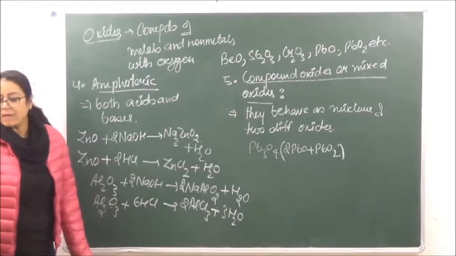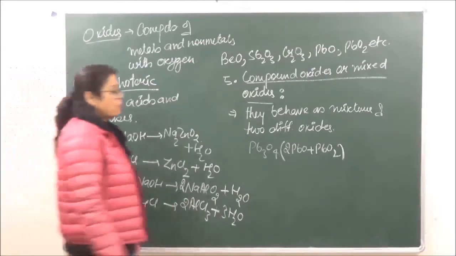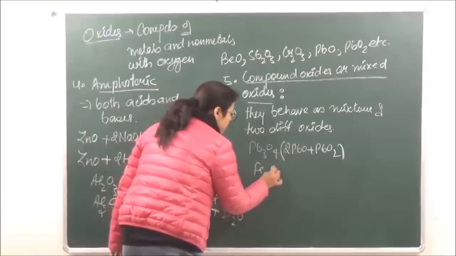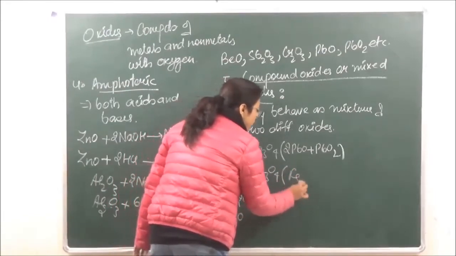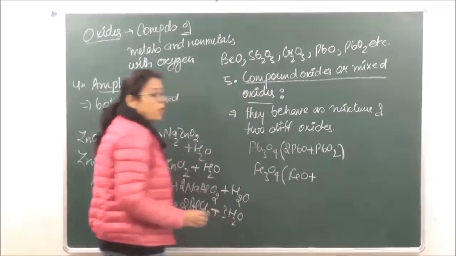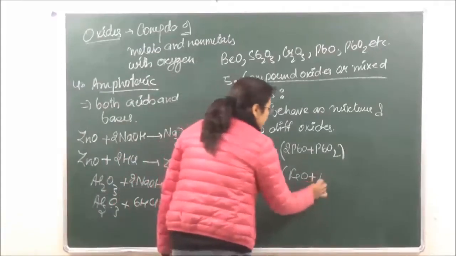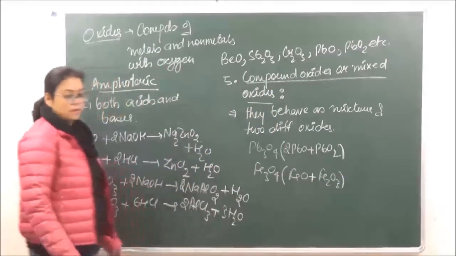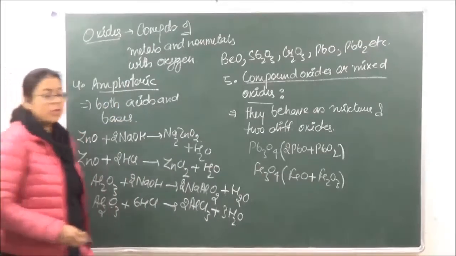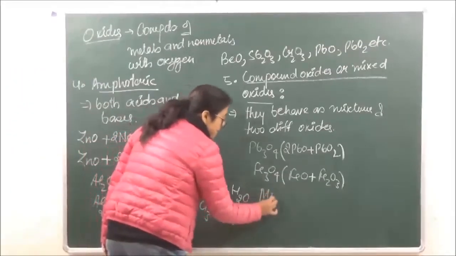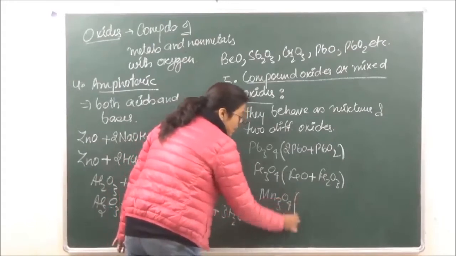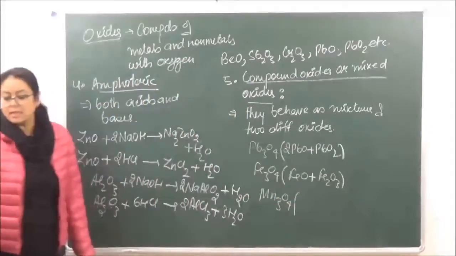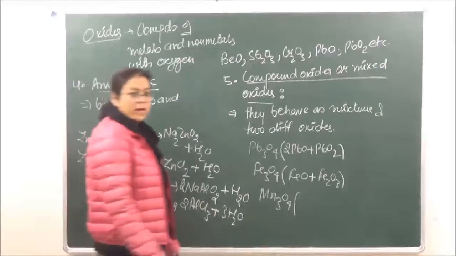Then we have Fe3O4. Fe3O4 is a mixture of FeO plus Fe2O3. Then we have Mn3O4. Mn3O4 is a mixture of MnO and MnO2.